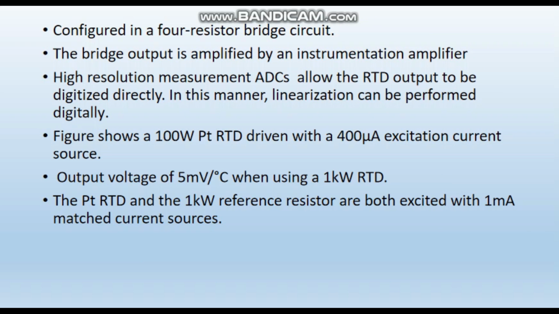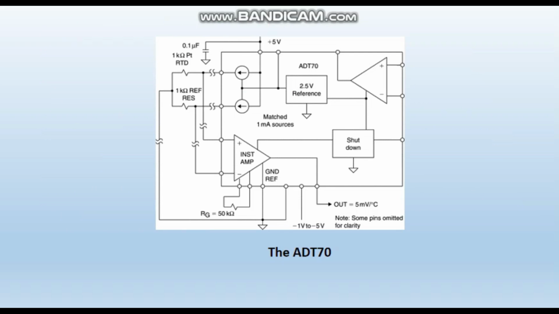The platinum RTD and the 1 kilo ohm reference resistor are both driven by a 1 milliampere matched current source. The ADT70 contains two matched current sources, an instrumentation amplifier, a 2.5 volt reference, and an uncommitted rail-to-rail output op amp. This allows temperature measurement to be made over a range of approximately -50 degrees Celsius to 800 degrees Celsius.